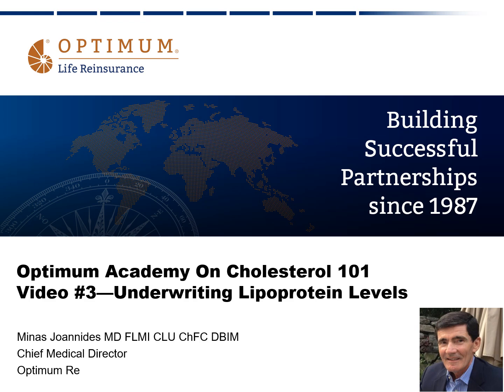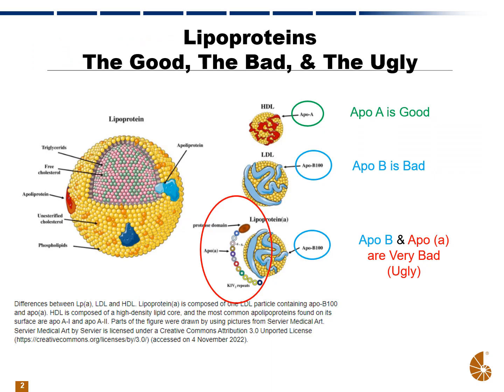So let's get started. Lipoproteins: the good, the bad, and the ugly. The good lipoprotein is HDL, which is wrapped by apo big A. That's the good cholesterol. The bad cholesterol is LDL, wrapped by apo big B. That's in the middle in the blue circle.